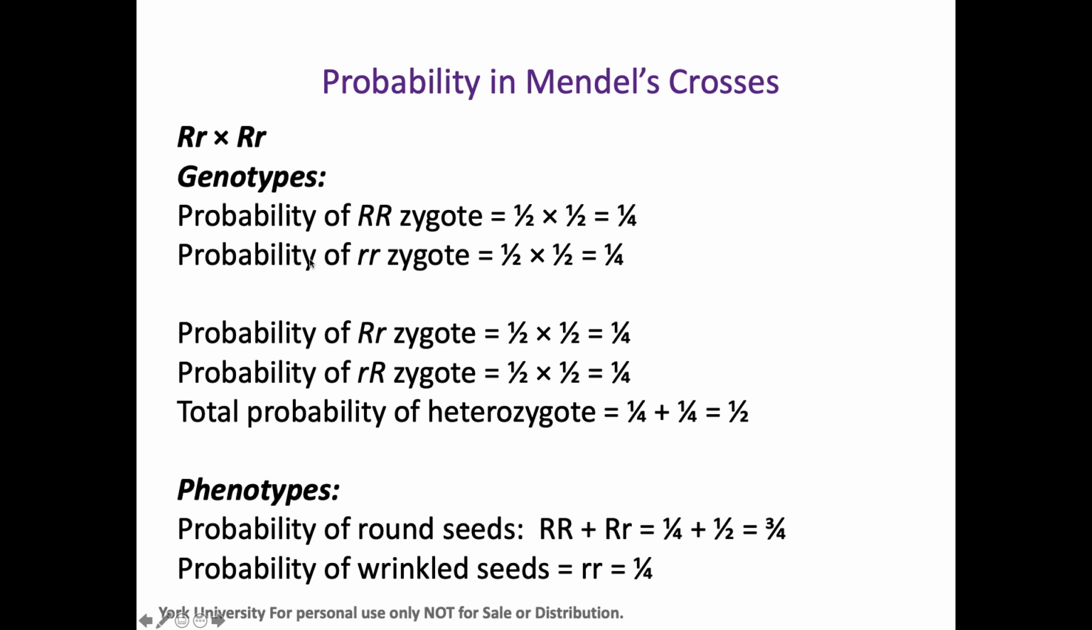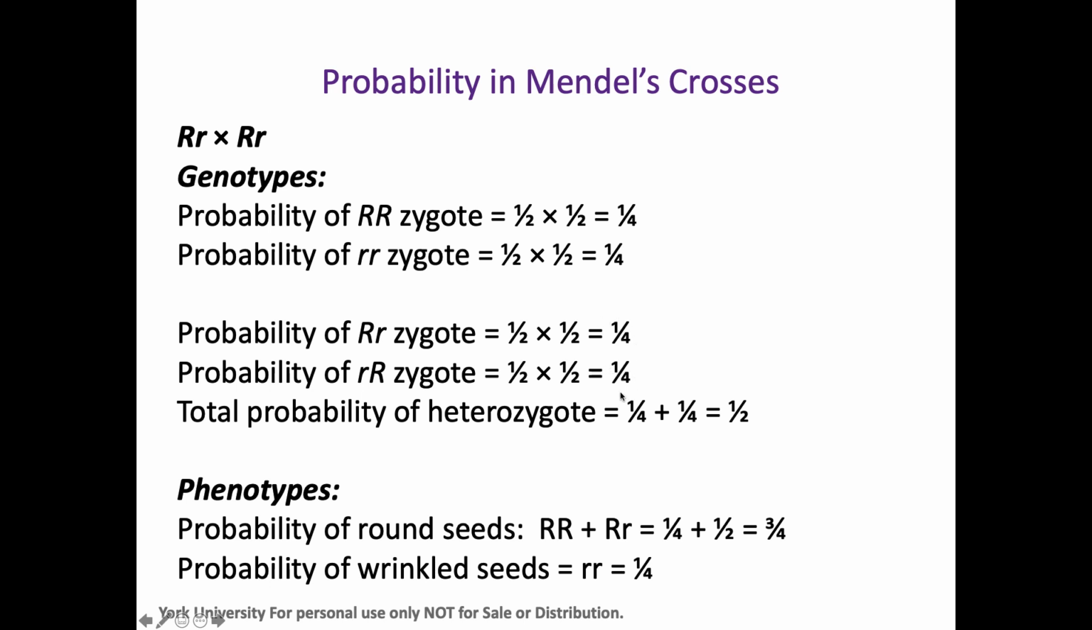Similarly, if you're looking for the probability of 2 wrinkled alleles in this cross, it's going to equal 1/4. But what about the probability of having an offspring that is a heterozygote? Well, in this case, you can get a heterozygote in 2 different ways. You might receive the round allele from the father and the wrinkled allele from the mother, or you might receive the wrinkled allele from the father and the round allele from the mother. In both cases, the probability is 1/4.